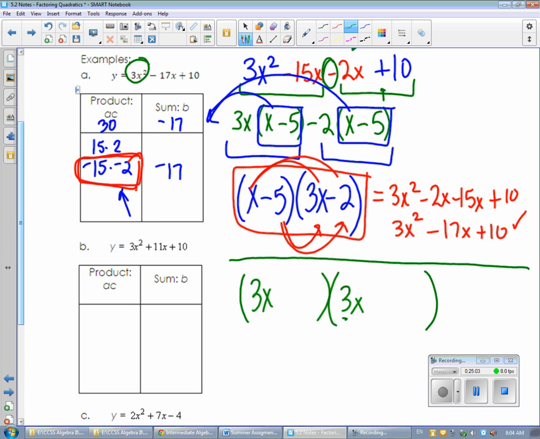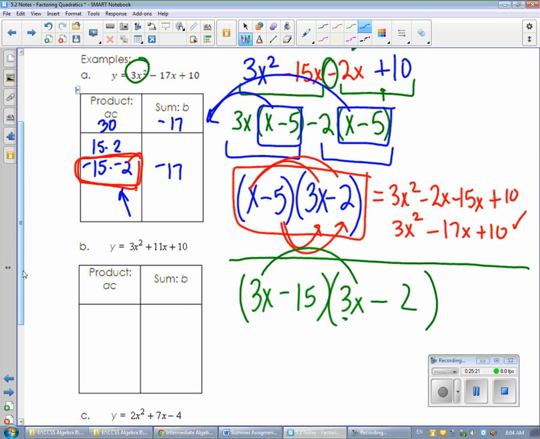I know that I've got the negative 15 and the negative 2, so I'm going to go ahead and plug them in. But remembering that I have that extra factor of 3, because obviously if I multiply these two terms together, I get 9x squared, not 3x squared. So I have to pull that extra factor of 3 out of one of these expressions.